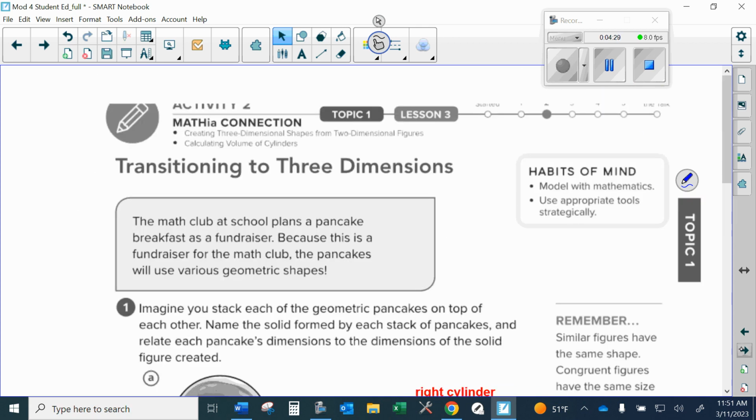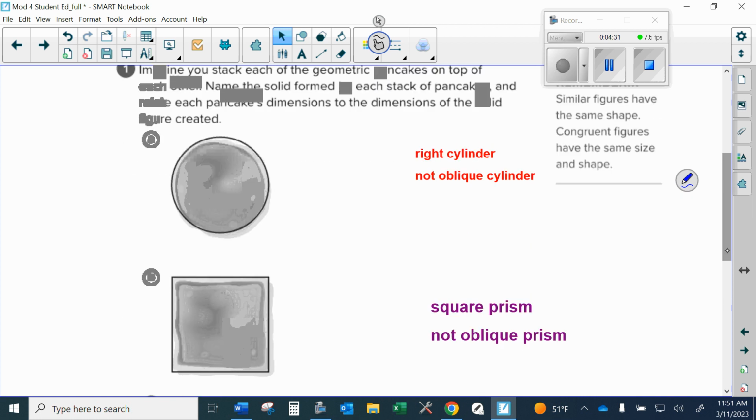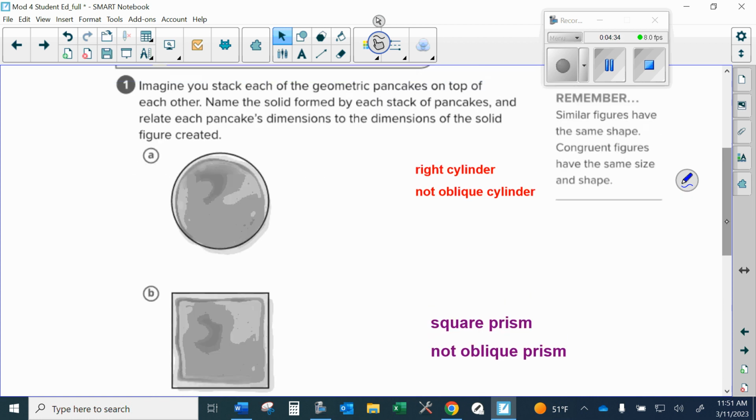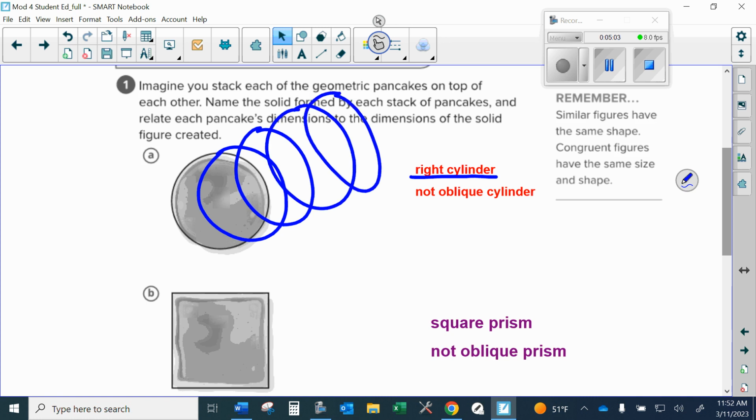Transition in 3 dimensions now. So it says, imagine you stack each of the geometric pancakes, that's a circle, on top of each other, name the solid formed. So I have a stack of circles, or discs, because they're filled in as well. What is that? It's called a right cylinder. It's going to create a cylinder, straight up, circle base, straight up as a cylinder. Again, it's not oblique. Oblique would be if they kept coming off at an angle. If you put these pancakes like this, stacked them at an angle, then it'd be an oblique cylinder.